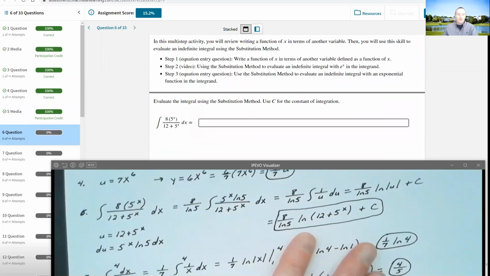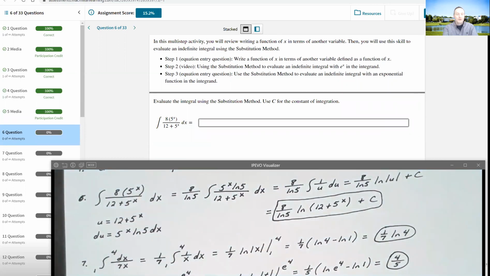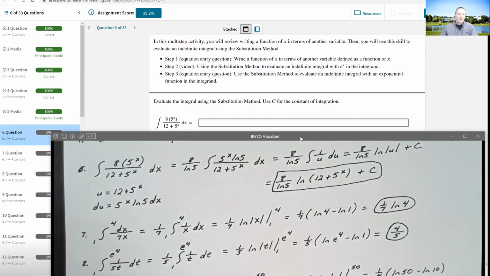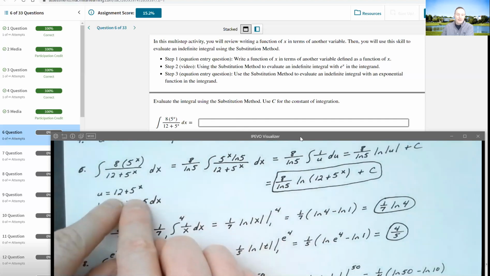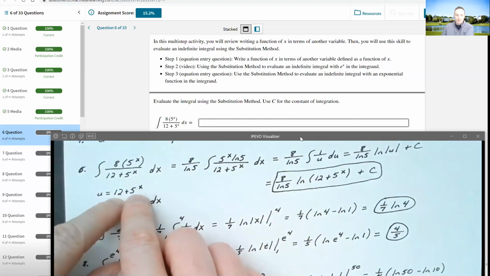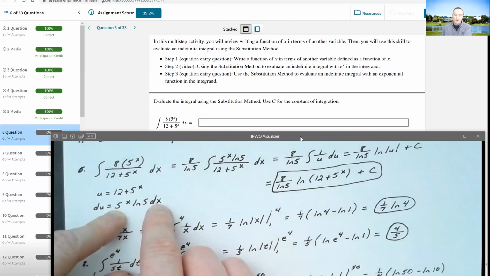So for number 6 here, I have the integral of 8 times the exponential function, 5 to the x, and we're dividing that by 12 plus 5 to the x. So, okay, in order to simplify, I'll go ahead and let u equal that denominator, 12 plus 5 to the x. I know the derivative of 12 is 0. The derivative of 5 to the x is 5 to the x times the natural log of that base of 5, and that's with respect to x.